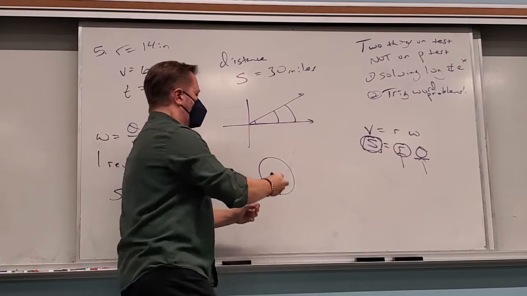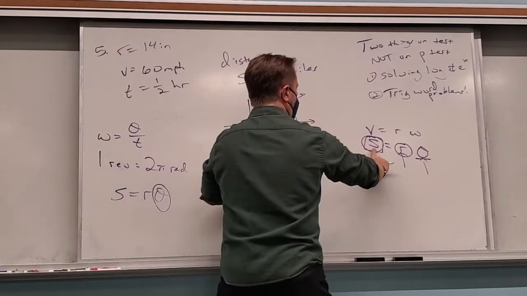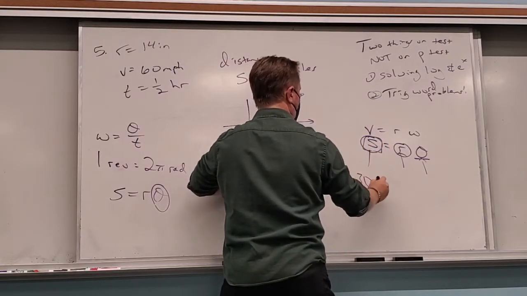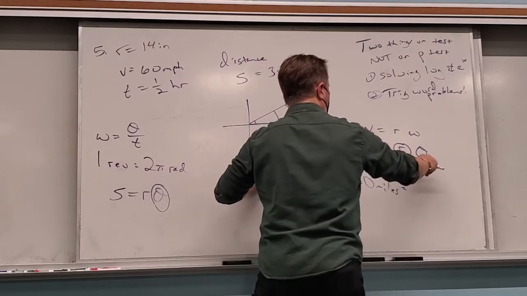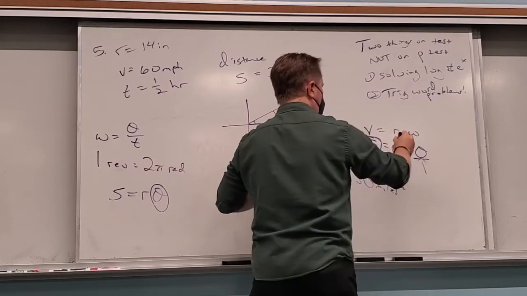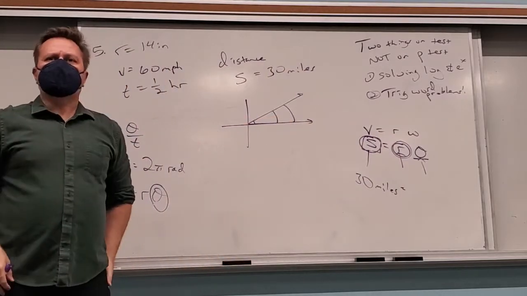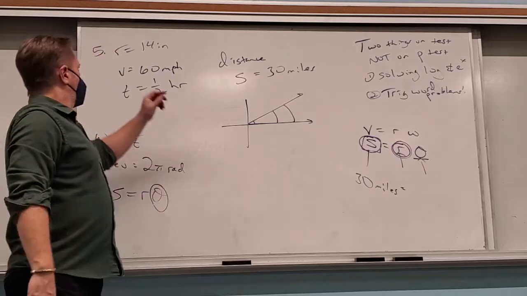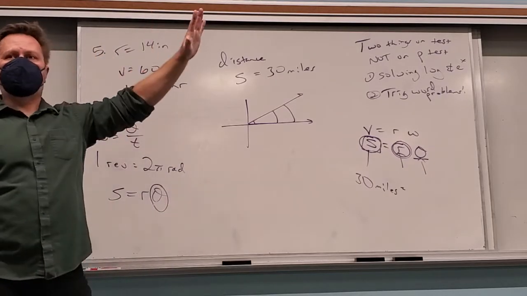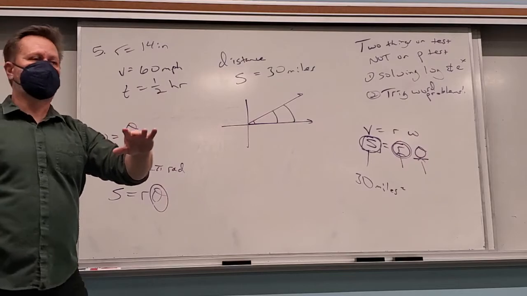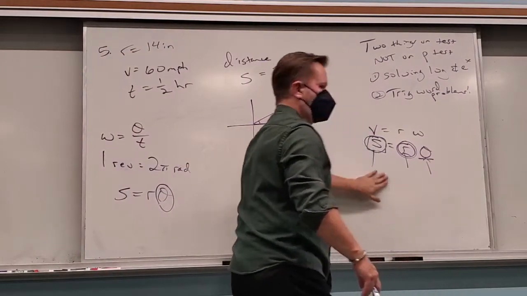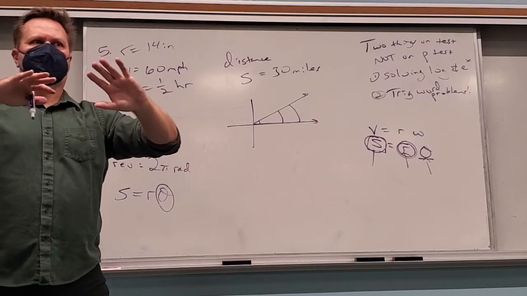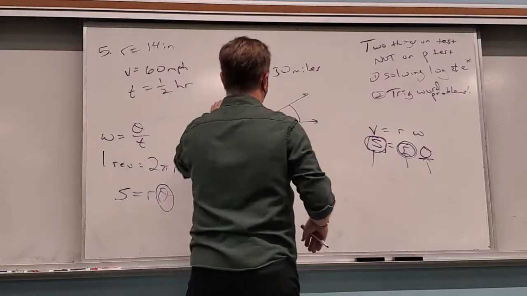So if I can figure out, do we know how far we made it? 30 miles. Can't I solve for theta if I know the radius? Now what's wrong with this? What was our radius? 14 inches, right? So what's wrong with what I'm working with? It's in miles. The radius is in inches, the distance is in miles. Okay. So how do I make 30 miles into inches?